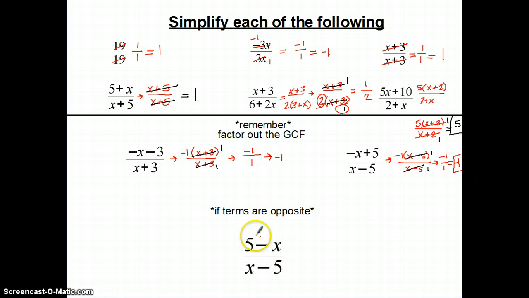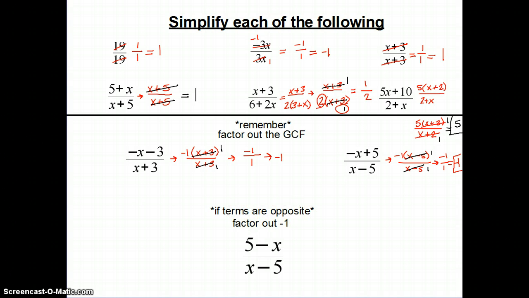Now looking at this last example on this slide, I notice that I have a 5 minus x in the top while I have an x minus 5 in the bottom. If you notice, these terms are exactly opposite. I have a positive 5 and a negative x on the top. But in the denominator, I have a positive x and a negative 5. So my signs have been switched on both terms.